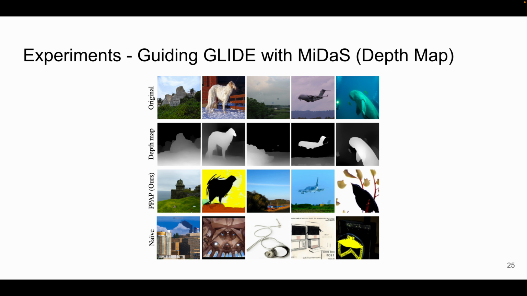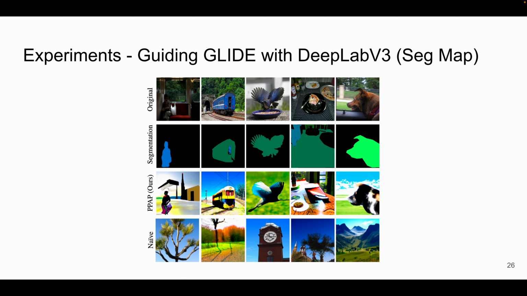Here are the results of guiding GLIDE with MiDaS. The correspondence between the depth map and the generated images is well matched. Finally, here are the results of guiding GLIDE with DeepLab V3. Again, we see a well-matched correspondence between the segmentation map and the generated image.